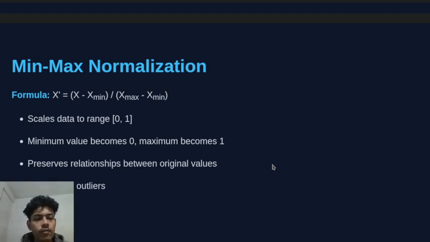X dash is calculated using x, the value for which normalization is to be found, minus x min, divided by x max minus x min, where it scales data in the range of 0 to 1. As I have said, in min max normalization the data is between 0 and 1 only, so finding insights from data becomes easy. The minimum value becomes 0, the maximum becomes 1, and it preserves the relationship between original values, so it doesn't change their real meaning. It is sensitive to outliers.